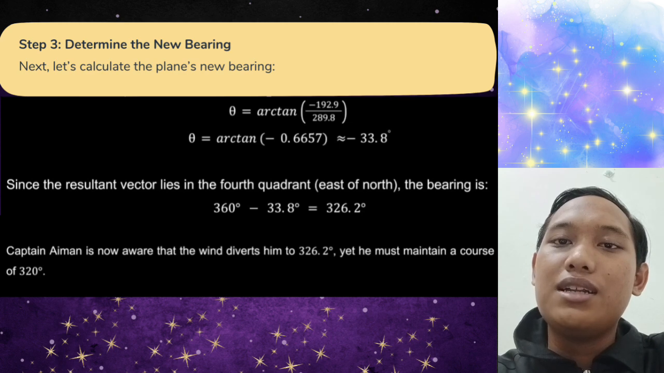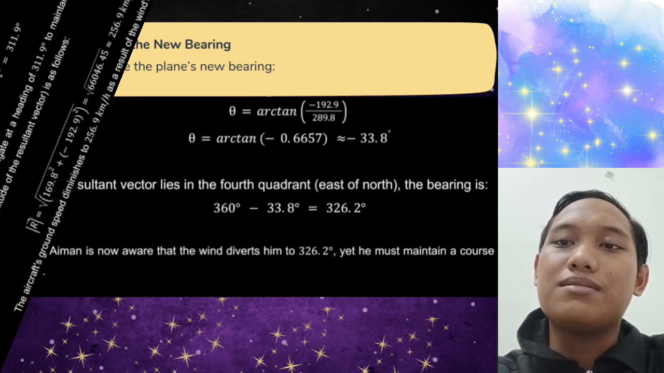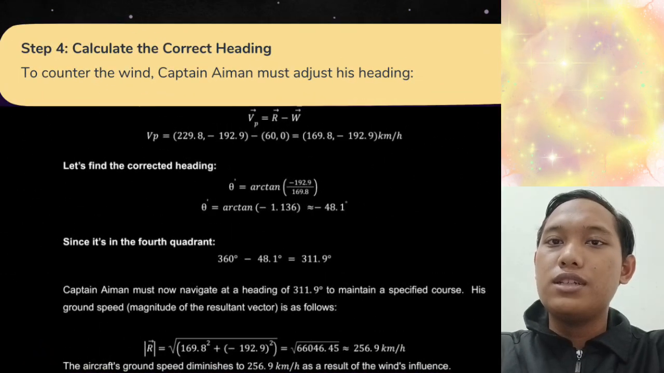Therefore, Captain Aiman is now aware that the wind diverts him to 329.2 degrees, yet he must maintain a course of 320 degrees. Okay, next, step 4, we need to calculate the correct heading to counter the wind.